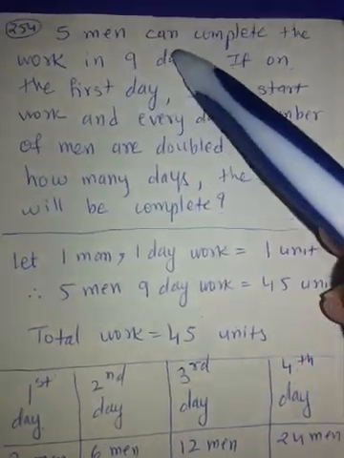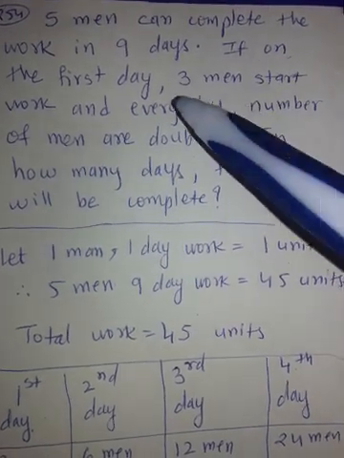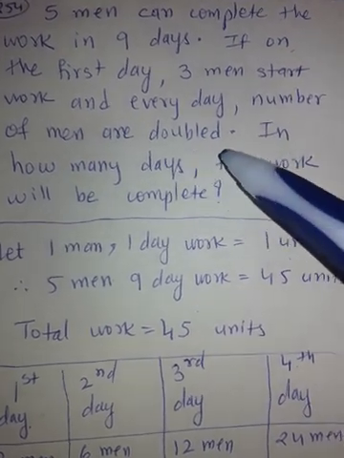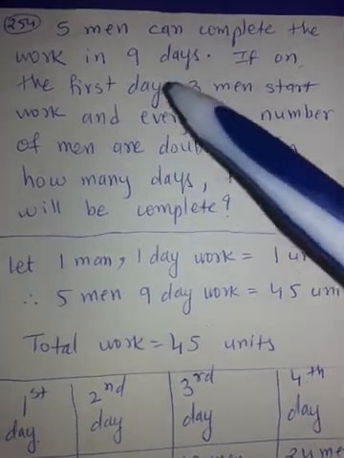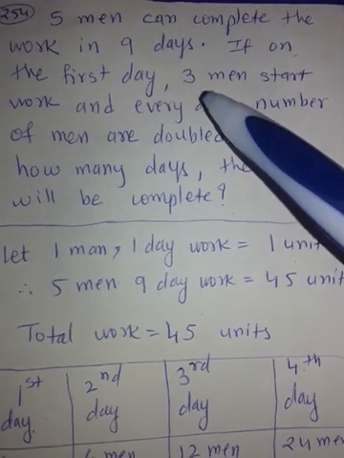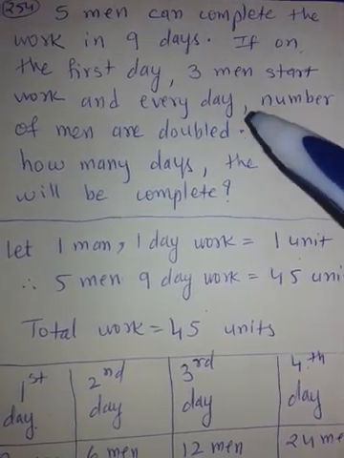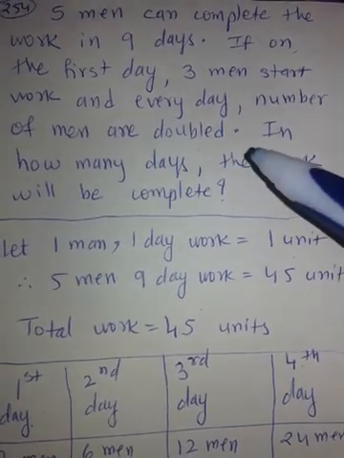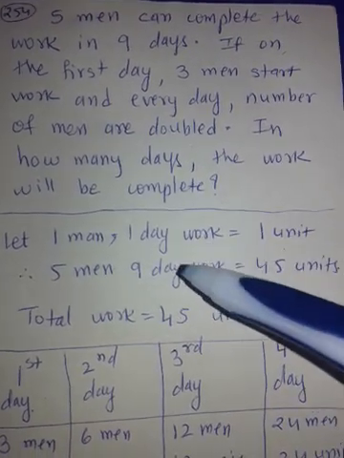5 men can complete the work in 9 days. If on the first day 3 men start work and every day the number of men is doubled, in how many days will the work be complete? Again, very easy example. When students read this, they think, oh, how difficult this example is, a different calculation for every day. It's nothing like that. It's very easy. This is also a one-liner example.